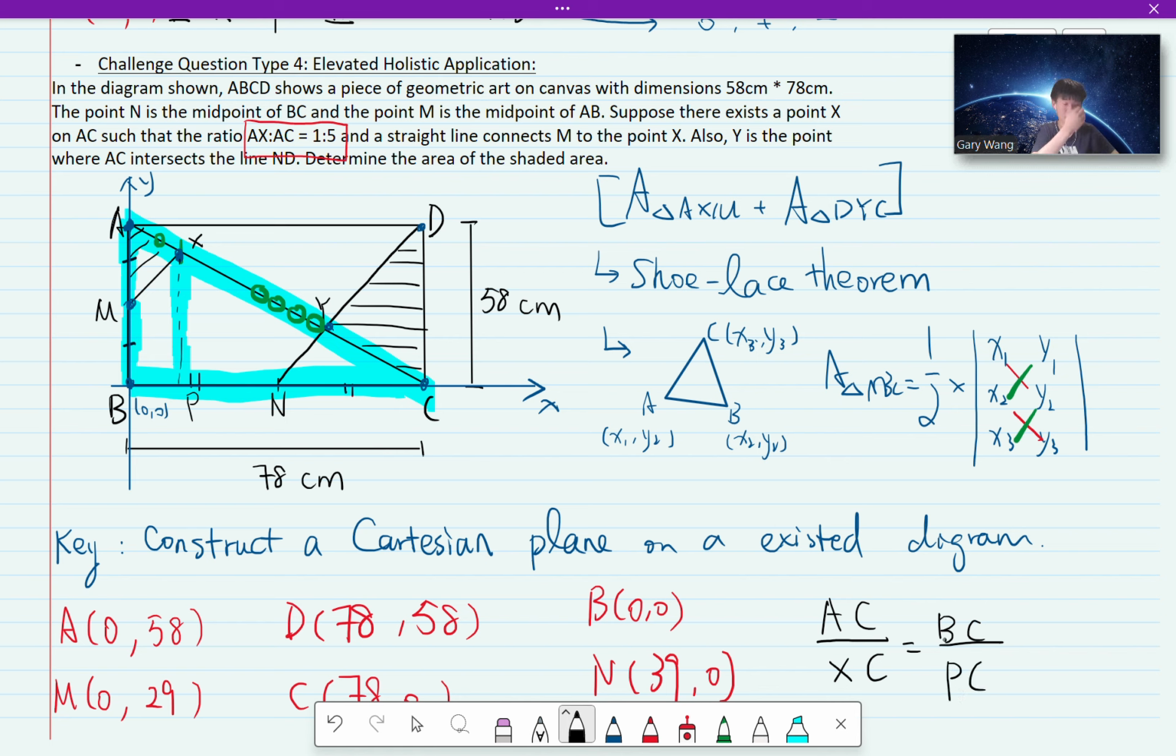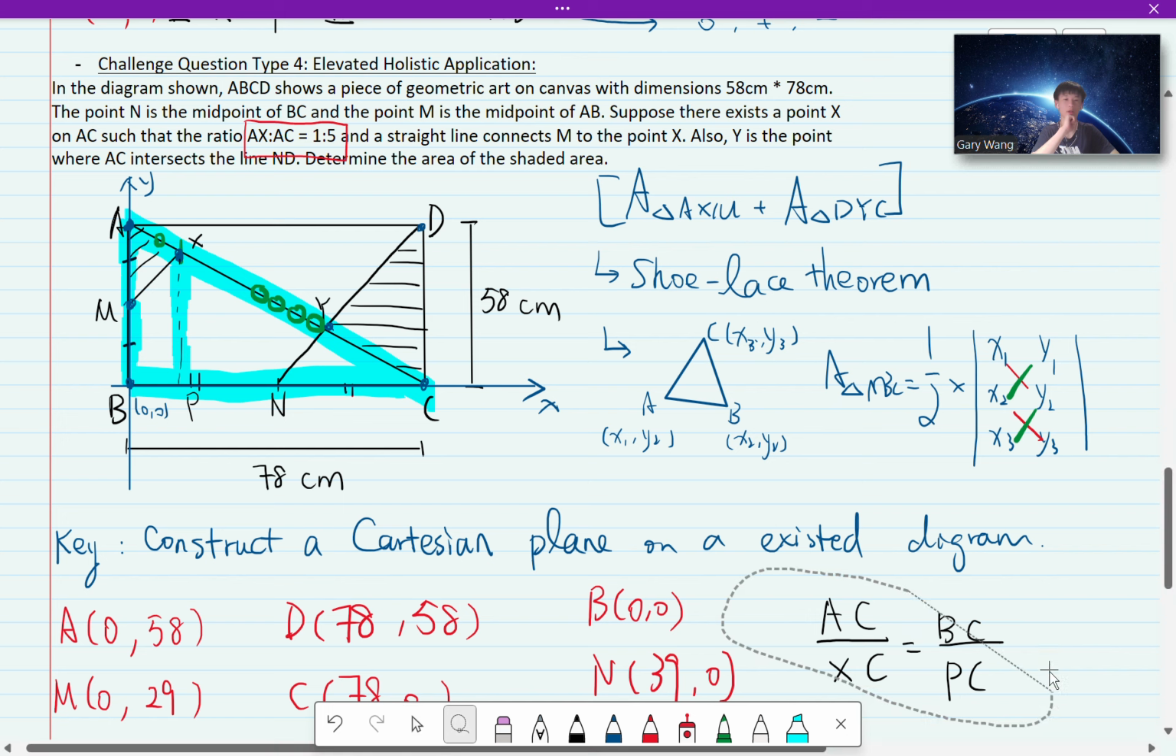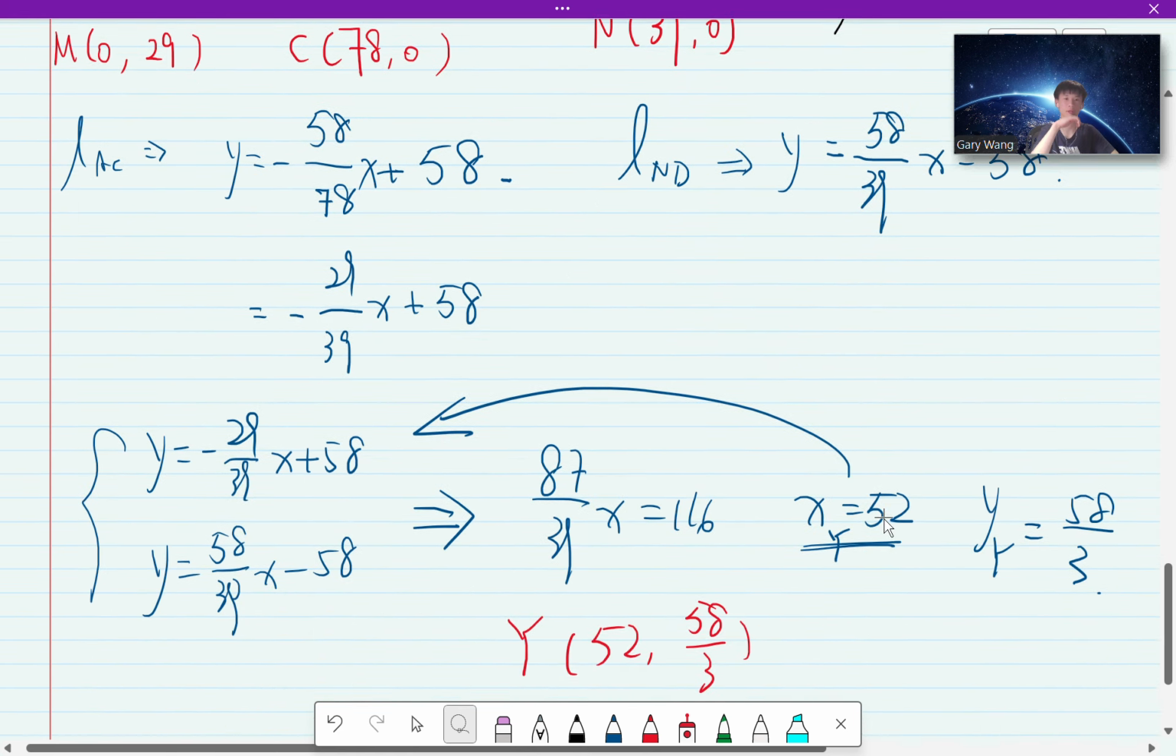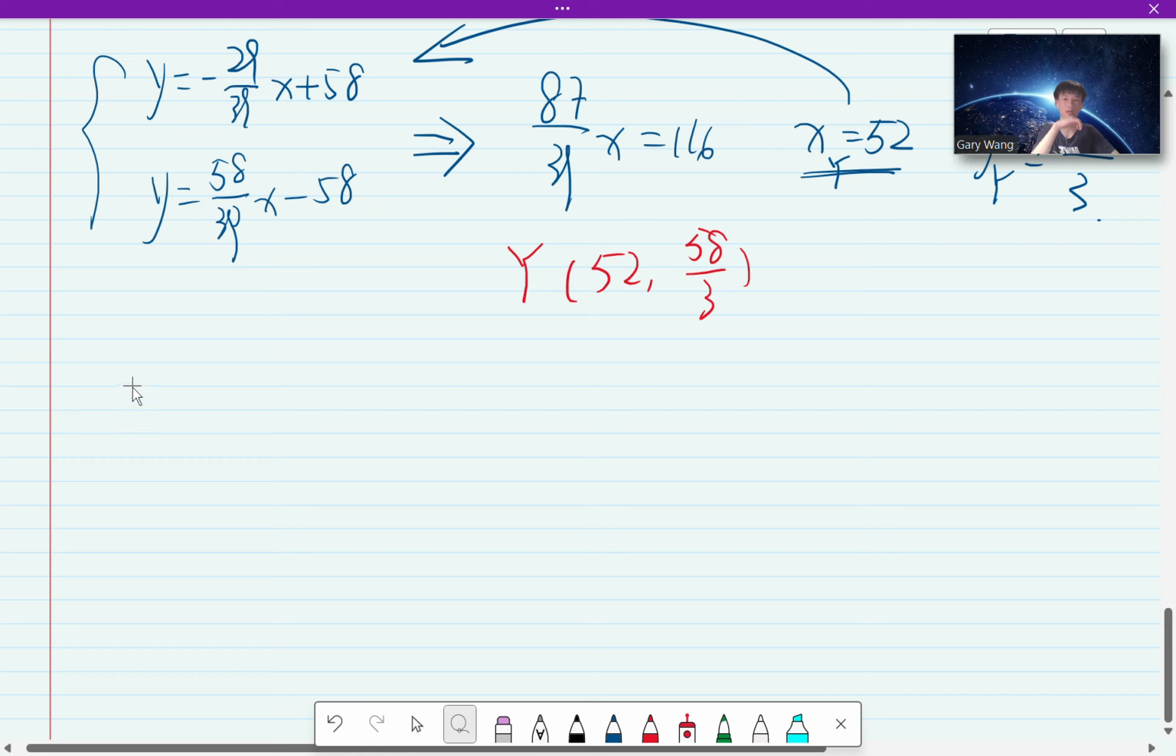So this is the relationship of similarity that we can obtain from these similar triangles. Now let's copy this equality down so that we can have a better understanding. So now we want to substitute some value in.